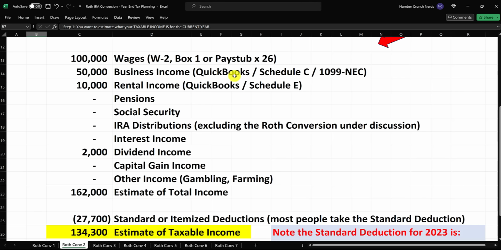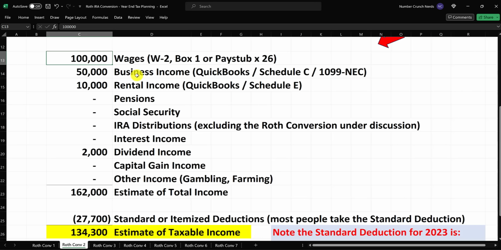If you don't have your W-2 yet, you can look at a pay stub and multiply your pay by 26. 26 assumes that you get paid every other week, right? You get paid 2 times a month, bi-weekly, or bi-monthly, I guess you should say. So there's 52 weeks in a year, so you're getting paid 26 times in a year. So you look at a pay stub, you multiply it by 26, or you look at box 1 of your W-2.